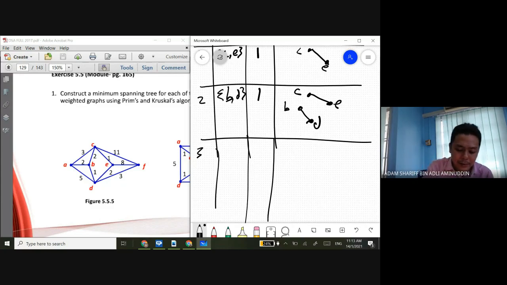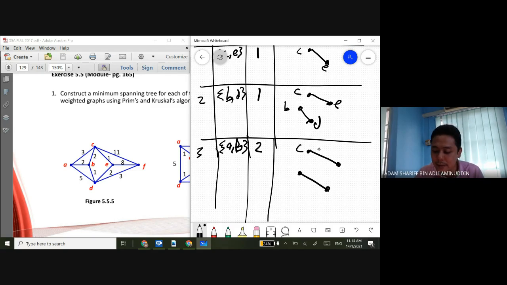The next chosen. Sekarang ni kita dah CE, kita dah BD. Which are the second least edges? It can be either AB, which is 2, BC, which is 2, and also ED, which is 2. Kita ada tiga pilihan kat sekarang kat sini. You can choose either one, as long it does not create a circuit. AB, for example, I choose AB because it is 2. So we take CE, we have BD, and because I chose AB, AB here.